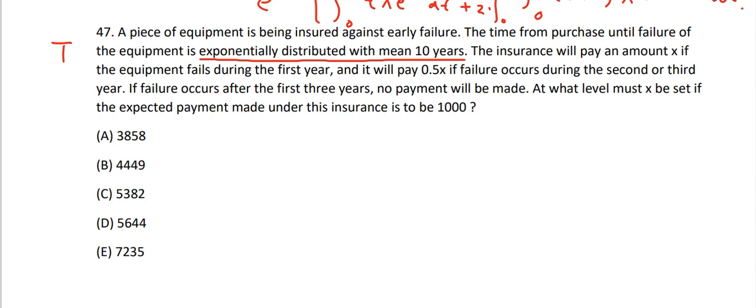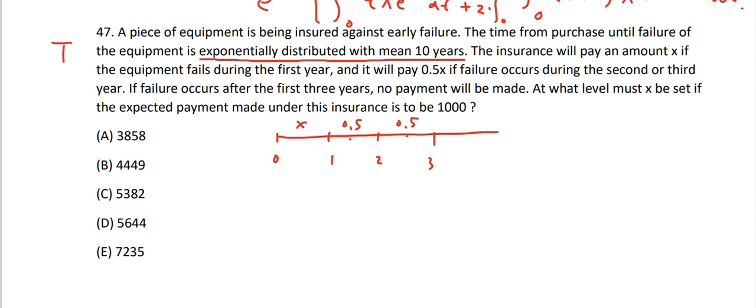Okay, so the payment is, let's say, if failure happens in the first year they will pay x, and second year we'll pay 0.5x, or third year 0.5x. If failure happens here, pay x, happens here pay 0.5x, happens here also pay 0.5x.